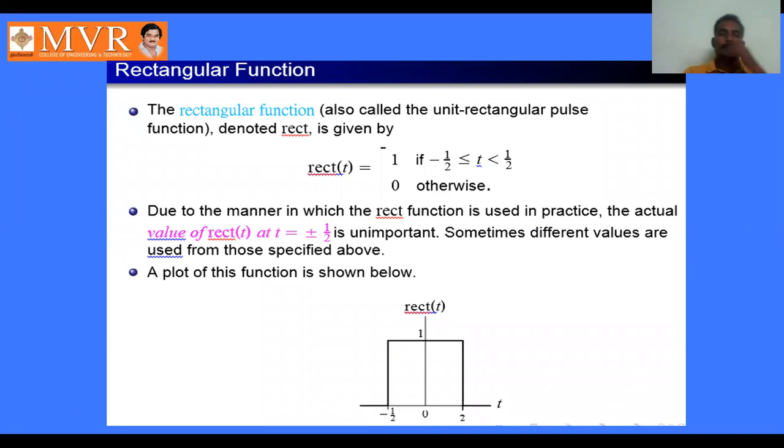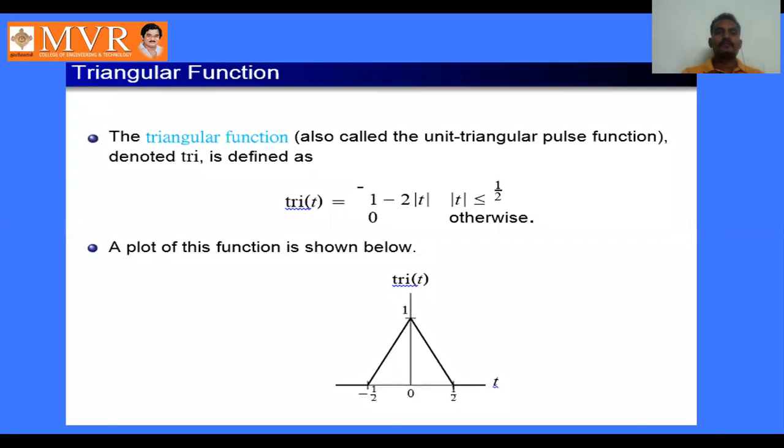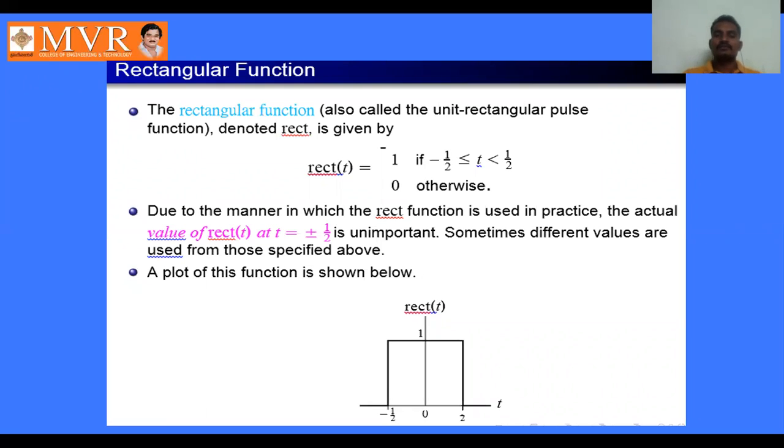Then the rectangular function. The rectangular function is also called the unit rectangular pulse function. This is denoted by rect, which is given by rect of t equal to 1 if minus 1 by 2 is less than or equal to t is less than 1 by 2, and it is equal to 0 otherwise. It is located on both the positive side as well as the negative side.